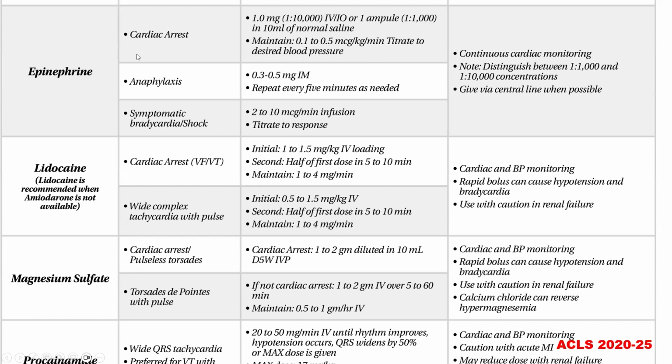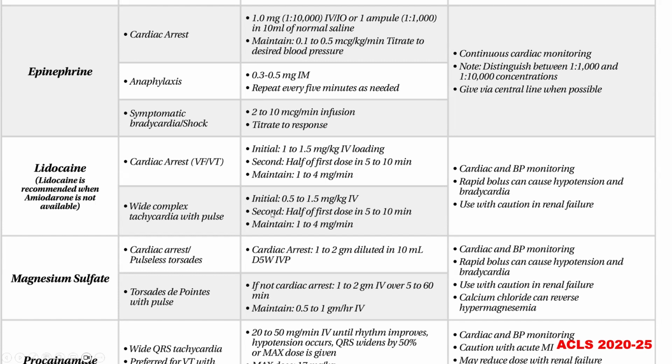In symptomatic bradycardia or shock, 2 to 10 mcg per minute infusion. Titrate to the response. Continuous cardiac monitoring is necessary. If you have a central line, that is preferable. If you don't have a central line, once the patient is stabilized, you can place the central line and switch the epinephrine.